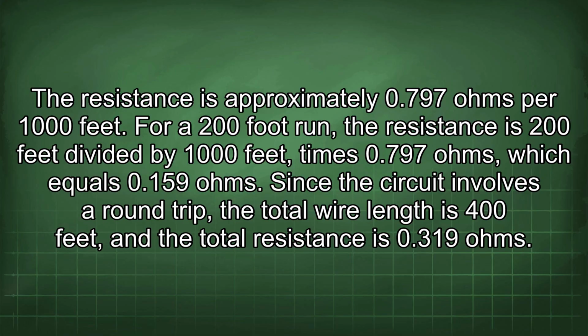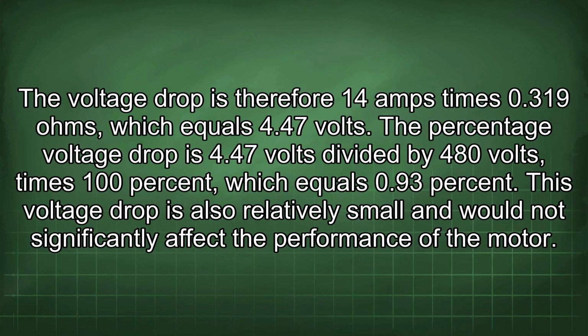Since the circuit involves a round trip, the total wire length is 400 feet and the total resistance is 0.319 ohms. The voltage drop is therefore 14 amps times 0.319 ohms, which equals 4.47 volts. The percentage voltage drop is 4.47 volts divided by 480 volts times 100%, which equals 0.93%. This voltage drop is also relatively small and would not significantly affect the performance of the motor.